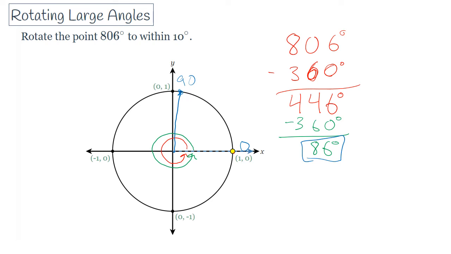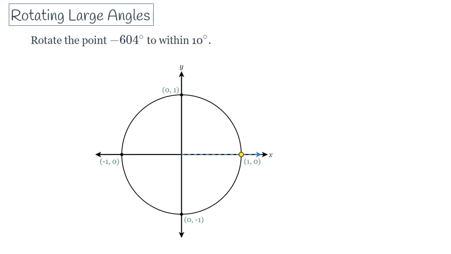So let me see if I can kind of erase these. So you would draw 1, 2, and then 3 to 86 degrees. And so that would be roughly 86 up there. Okay. Let's try another one. So negative 604. So negative 604 degrees. So again, we're in a negative direction, so we're going in a clockwise direction.